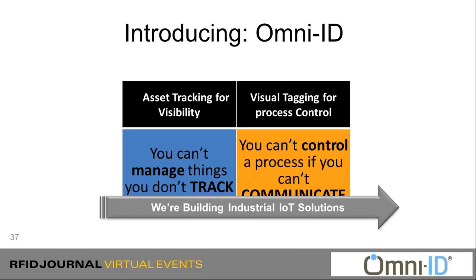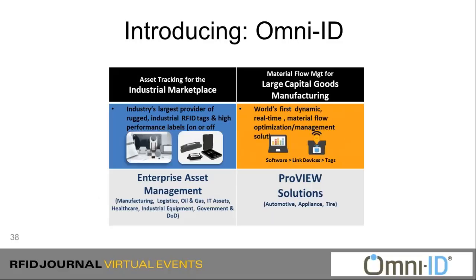So let me talk a little bit about us quickly before we get into that solution. We're building industrial IoT solutions. We're very focused on this particular market space. We do a lot of asset tracking for visibility with our hardware products. On the left-hand side, you see all the different tags. We're the leaders in harsh environment RFID, doing things across the world in many plant floors, both in passive and active tags. Lots of different variations there. That's really for the tracking side.